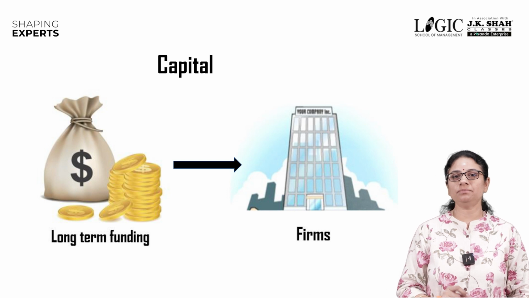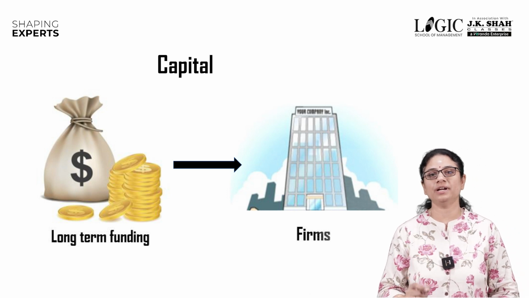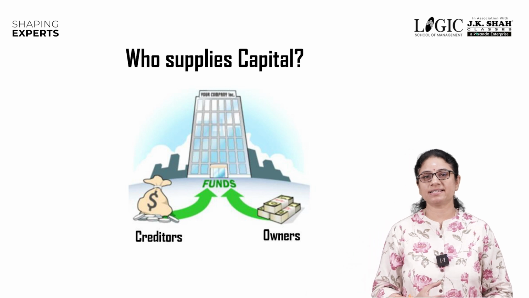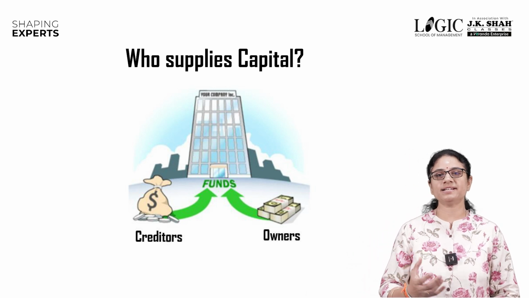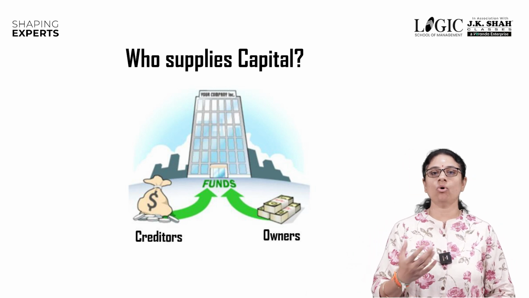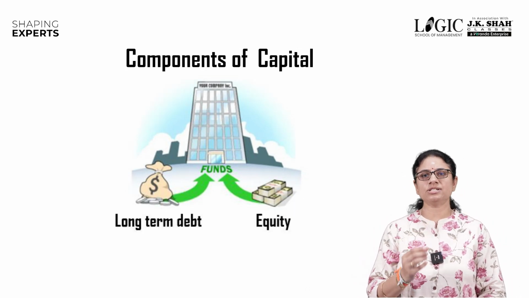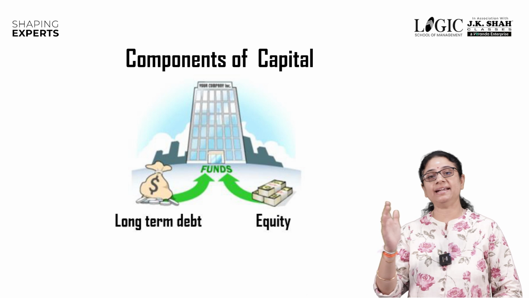Capital is the term that is used for long-term funding used by the firms. Capital is supplied by its creditors and its owners. So the creditors are the lenders of the company and the owners are the shareholders of the company. A company's capital consists of its long-term debt and its equity.